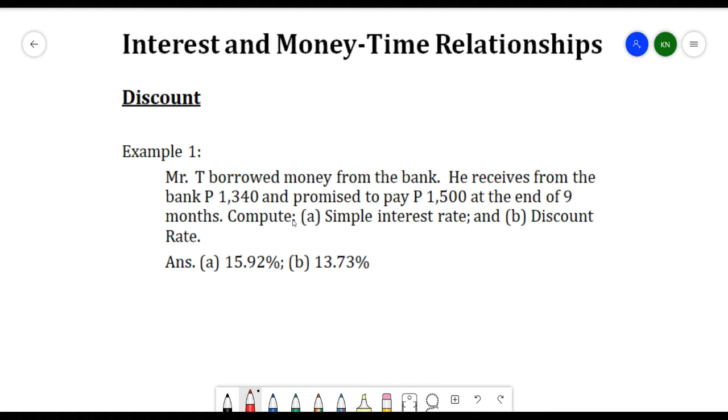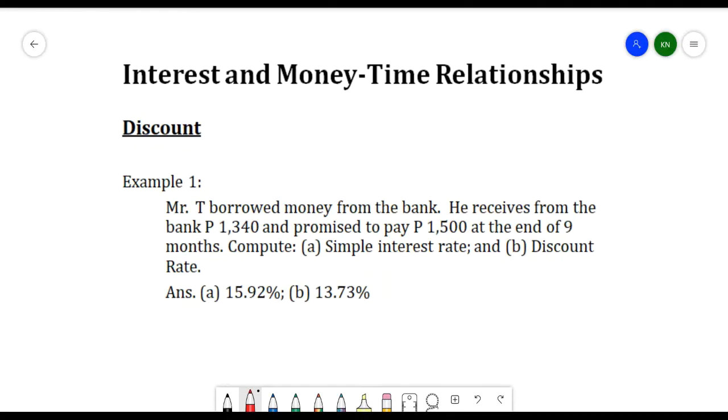From the previous discussions, we have already discussed how to compute simple interest rate. Again, if it's not stated that we have to use the exact simple interest rate, then we'll use the formula of the ordinary simple interest. And for B, we also need to find the discount rate. In order for us to solve the problem easier, we need to first identify the givens that we have here.